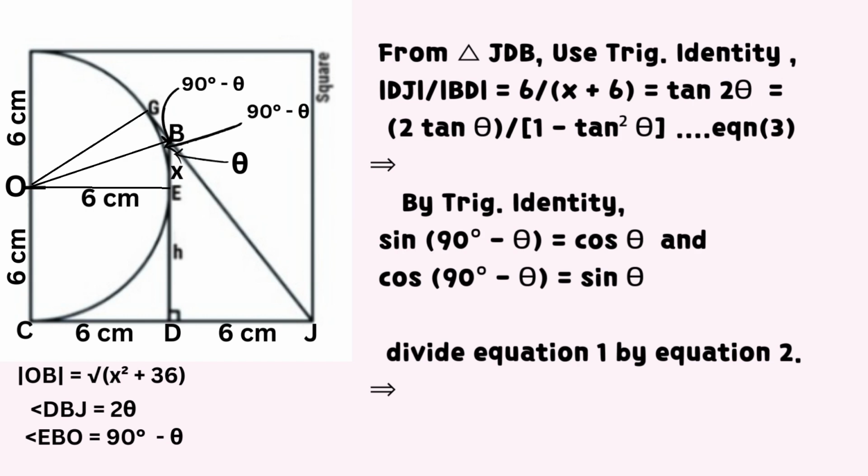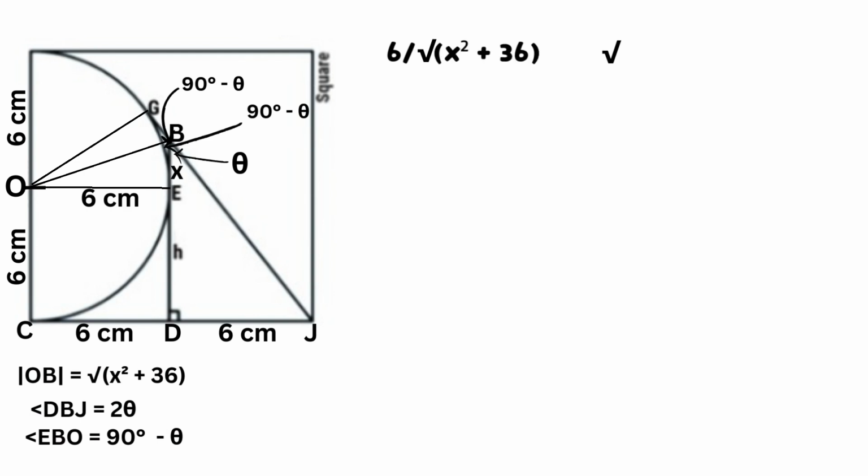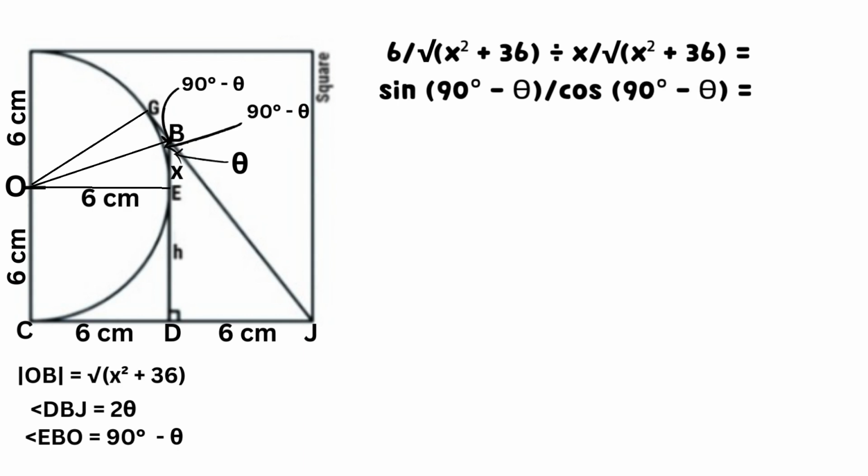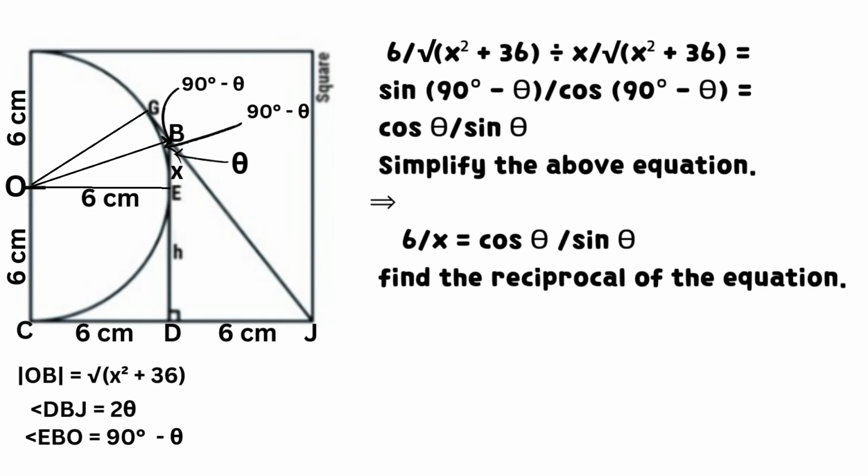But by trigonometric identity, sine of 90 degrees minus theta equals cosine theta, and cosine of 90 degrees minus theta equals sine theta. Divide equation 1 by equation 2. We obtained an equation as shown on the screen. Simplify the above equation so that 6 divided by x equals cosine theta divided by sine theta.